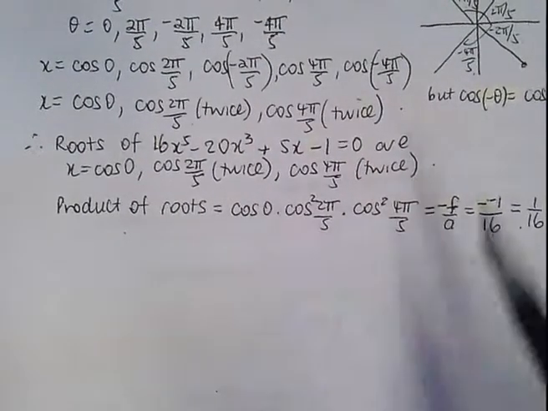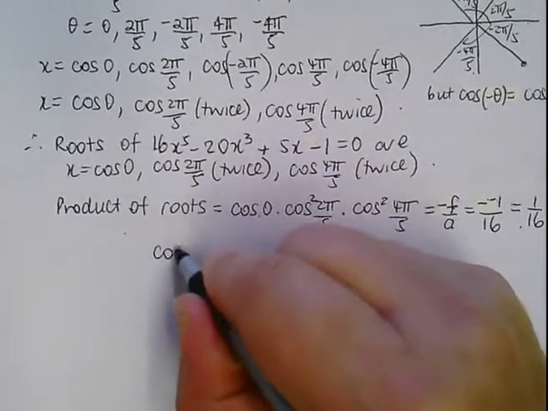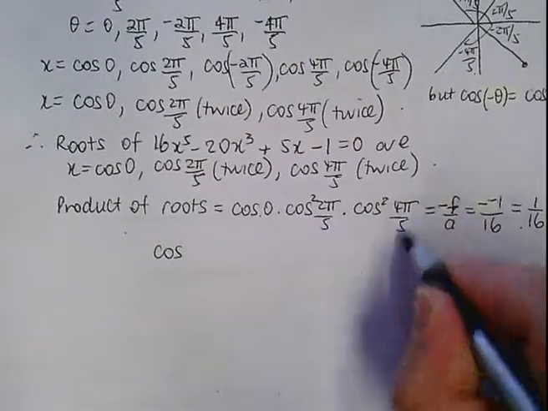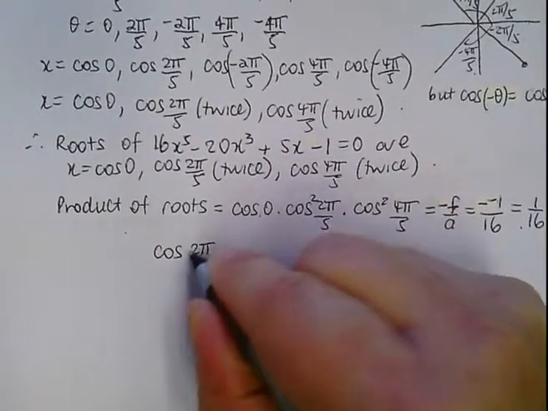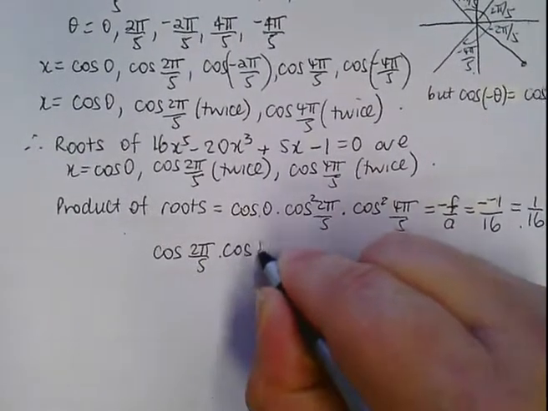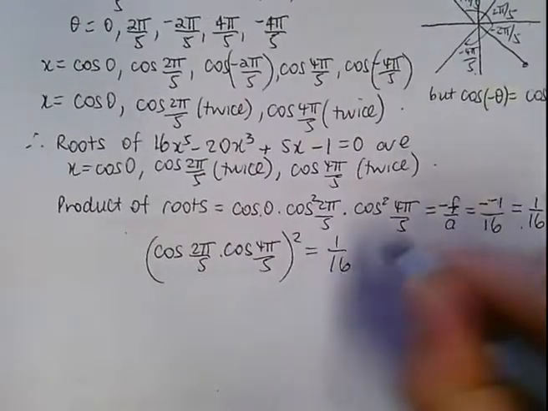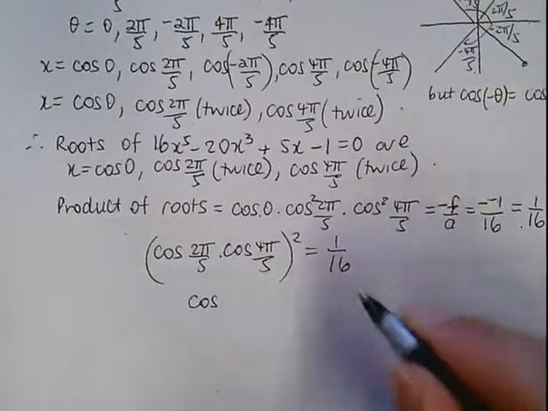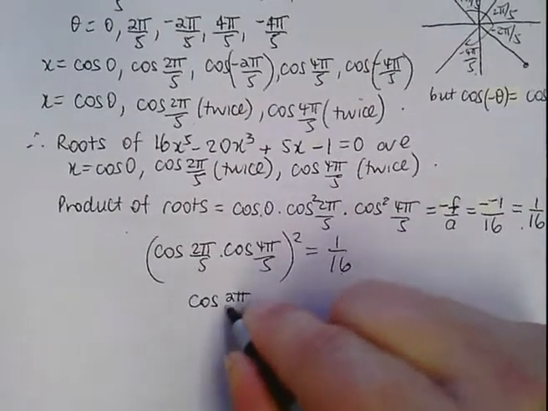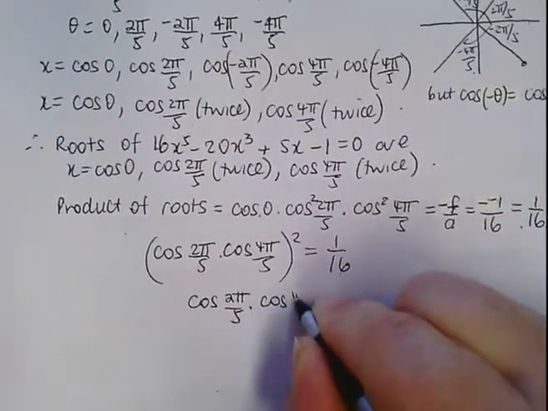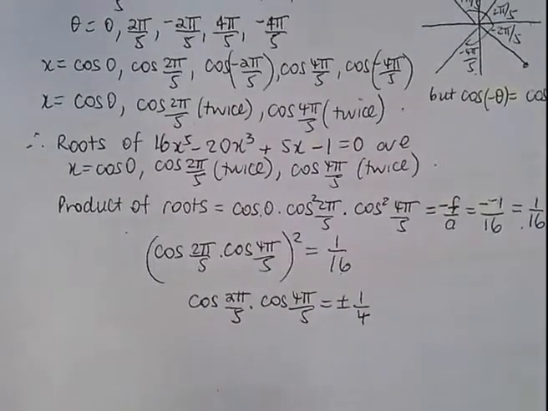Now we know that the cos of 0 is 1, so therefore cos squared 2 pi on 5 times cos squared 4 pi on 5 is 1 on 16, or I can write the cos of 2 pi on 5 times cos of 4 pi on 5 all squared is 1 on 16. So taking the square root of both sides, we've got that cos 2 pi on 5 times cos of 4 pi on 5 is equal to plus or minus a quarter.